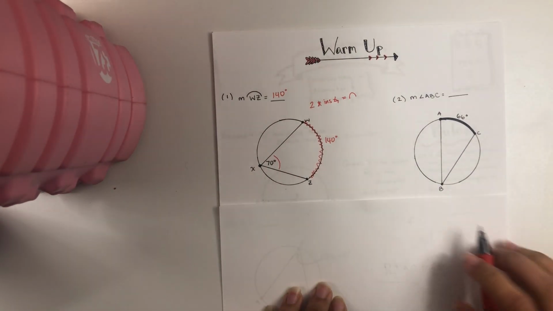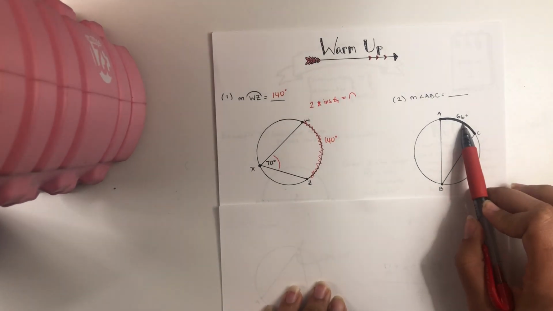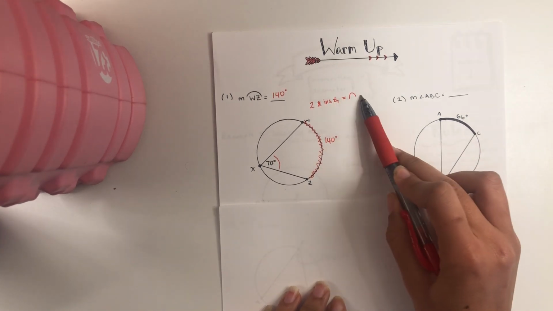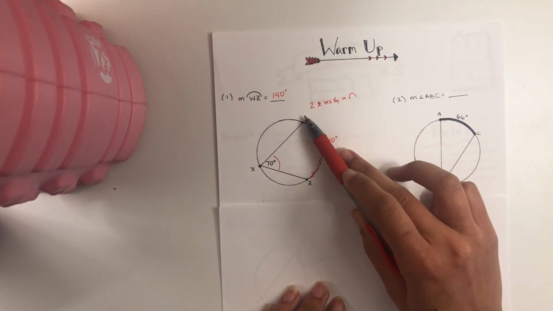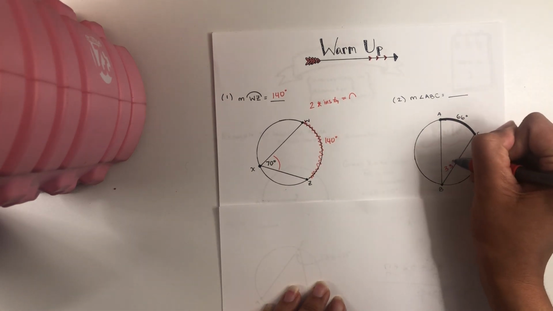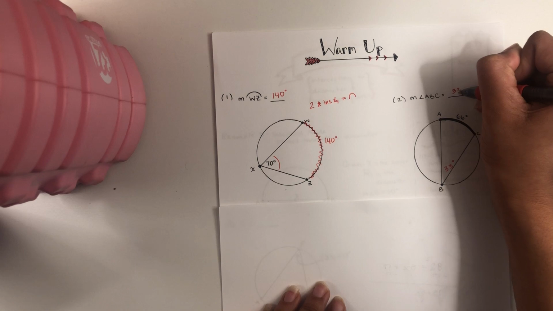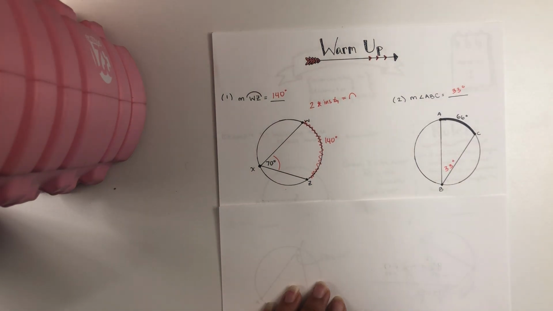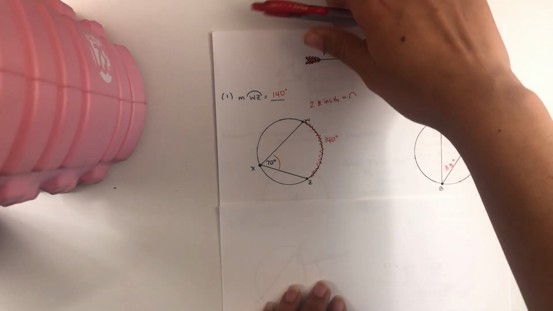Right, that's it. All right, and the same thing over here. You have 66, right? So 2 times your angle would give you 66. So 2 times something gives you 66. That means that in here is 33. You just divide it by 2. All right, 2 more problems in this warm-up.